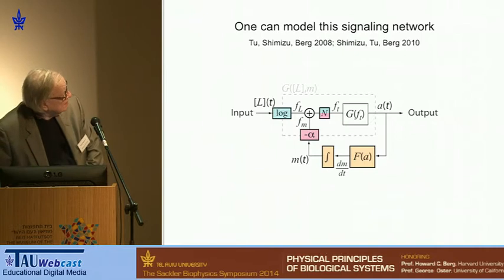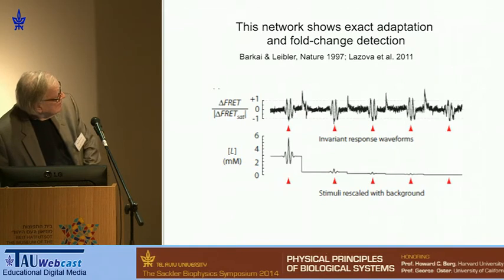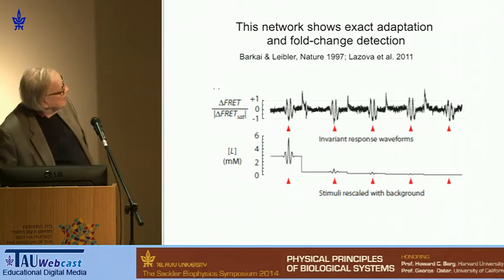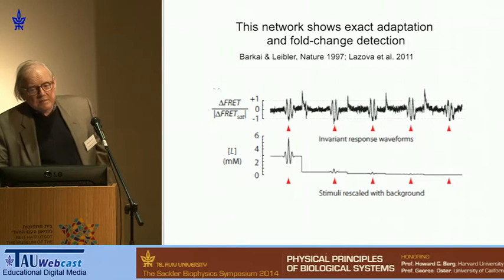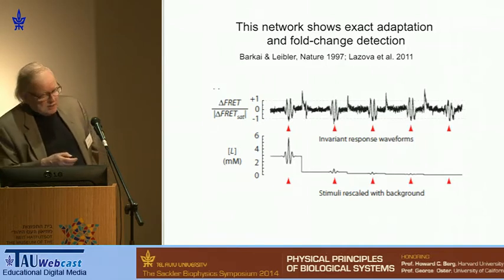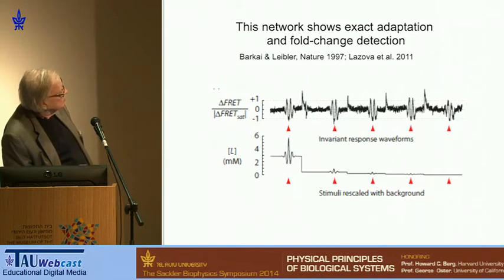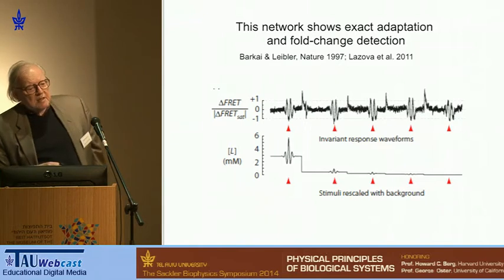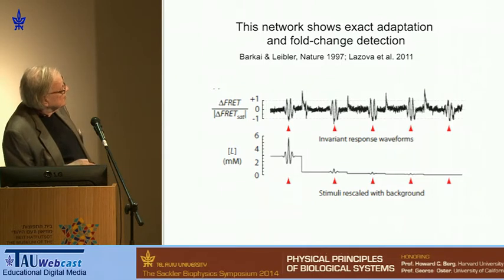Now you can model this and do all the mathematics and so on. And the model makes a prediction that was suggested to us early on, namely that this thing should show what's called fold change detection. So here's an experiment where you're looking at the FRET signal, the kinase activity. And this is a signal that you've made by mixing a non-metabolizable attractant with a buffer. So here's the signal and you get that response.